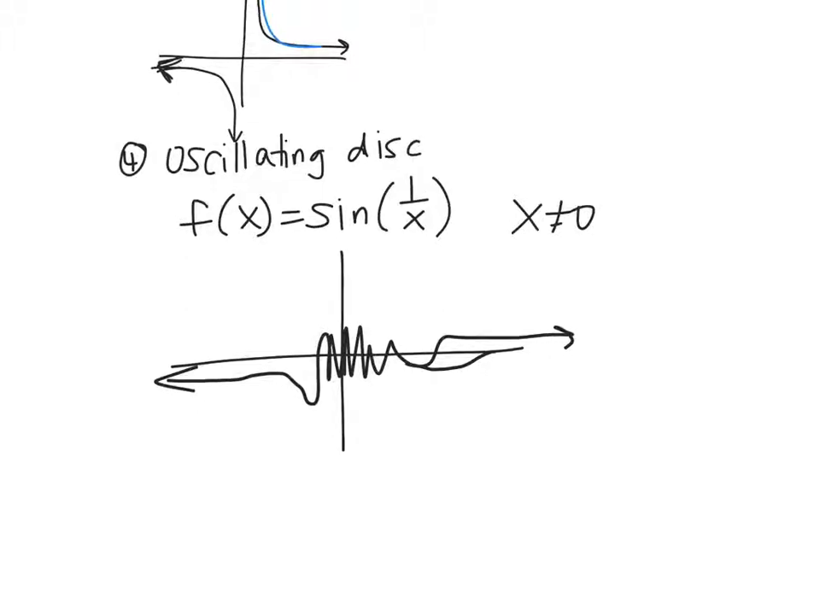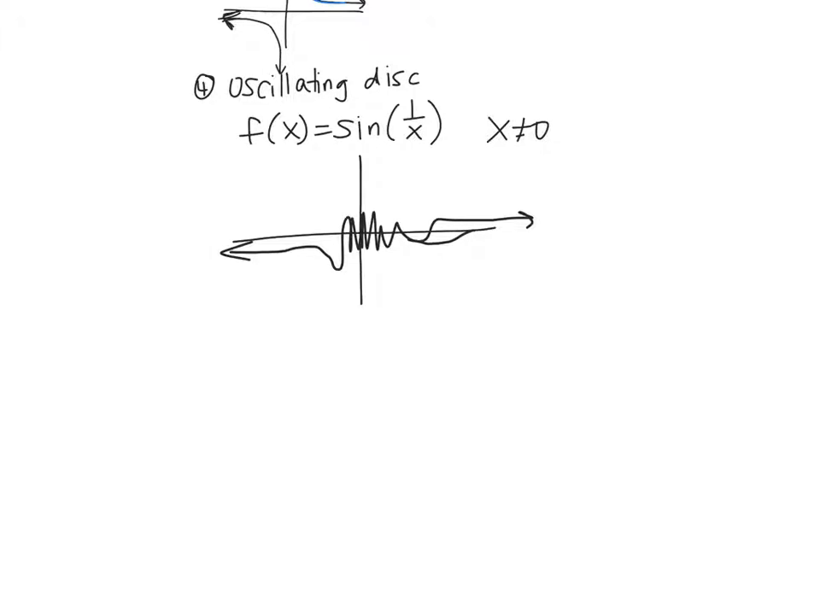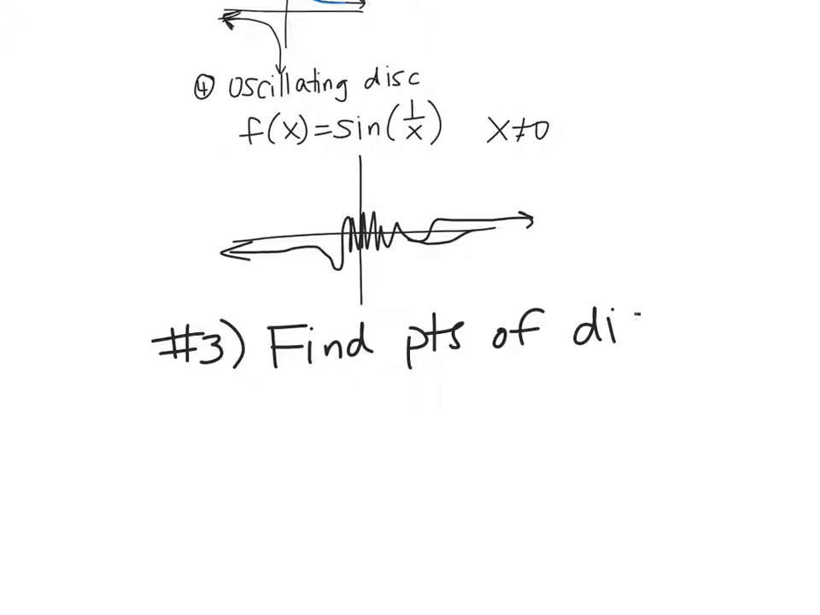Okay, so here we go. Let's do some. What number are we on? We're still on part A, part B. Okay, we're going to find the points of discontinuity and their type.